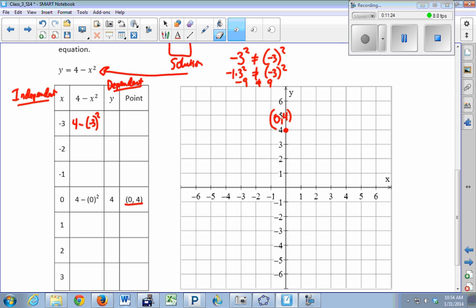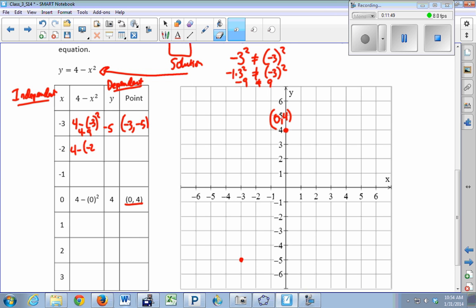So when we use our quadratic equation later on to solve quadratics, when you're substituting negative numbers and it's being raised to the second power, the fourth power, any even power, please put it in parentheses. So this says 4 take away 9, which is negative 5. So my point is negative 3, negative 5. So I go negative 3 to negative 5. There's a point.